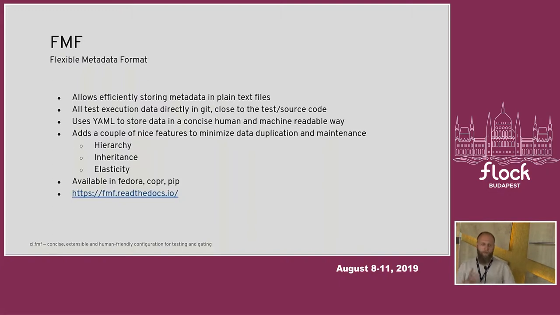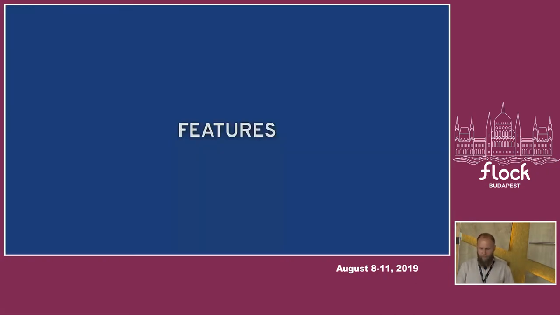It allows us to save everything in Git. It's nicely in plain text format there, versioned under version control. Basically, it's based on YAML, the concise human and machine readable format, and it adds a couple of nice features like hierarchy, inheritance, and elasticity, and I will speak about them now. It's available in Fedora, Copr, and Pip, so you can directly install it and start to experiment with that.